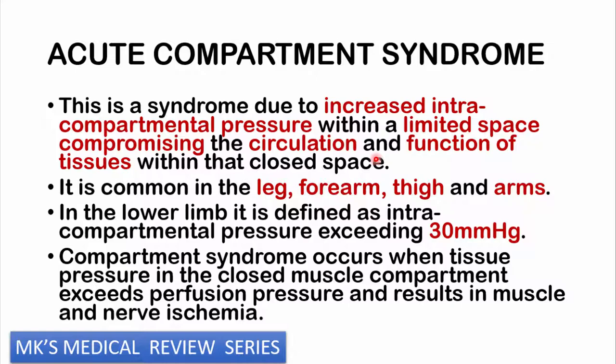So in essence, you can think of compartment syndrome as when you have a situation where the tissue pressure in a closed muscle compartment group is actually exceeding the perfusion pressure, and therefore this is going to lead to muscle as well as nerve ischemia.